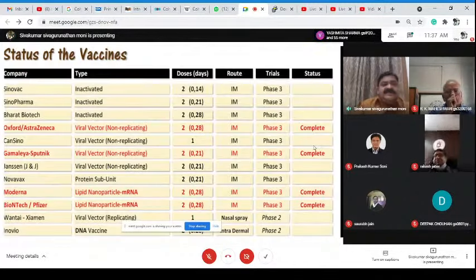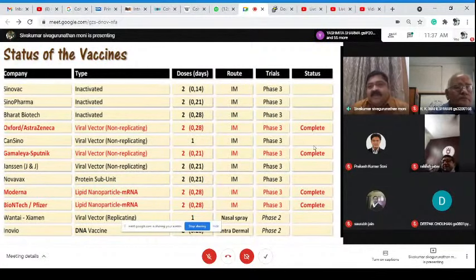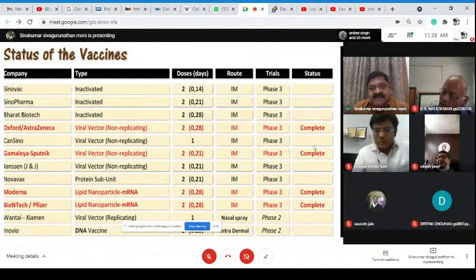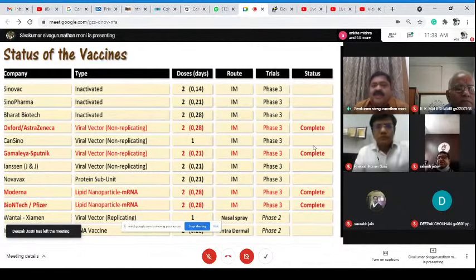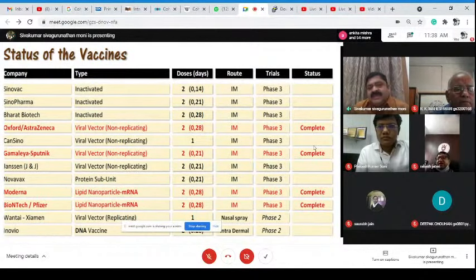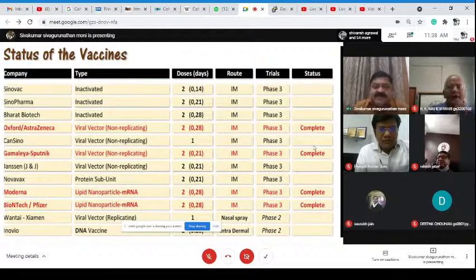Now, this is the status of various vaccines that are already in public use. Sinovac, Sinopharm, these are companies. They are developing these vaccines by means of inactivated virus, viral vector and lipid nanoparticles. These are some vaccines that have already been developed. Usually, two doses are preferred, because earlier the second dose was given after a duration of 3 weeks. The reason for the second dose is to develop more, robust immunity against the virus.